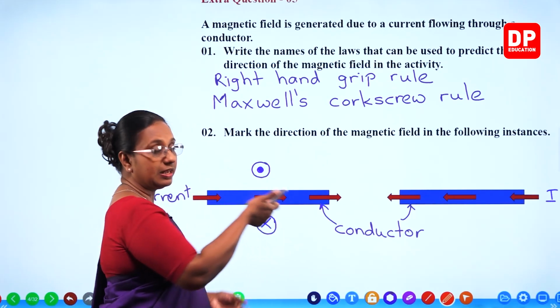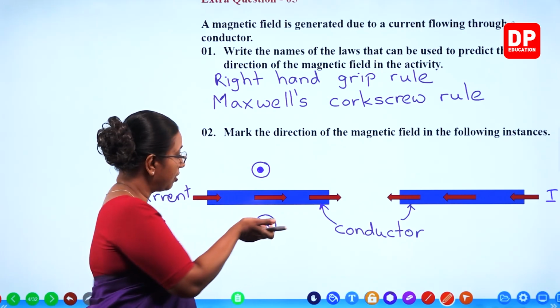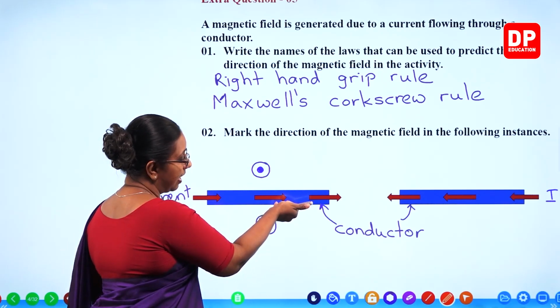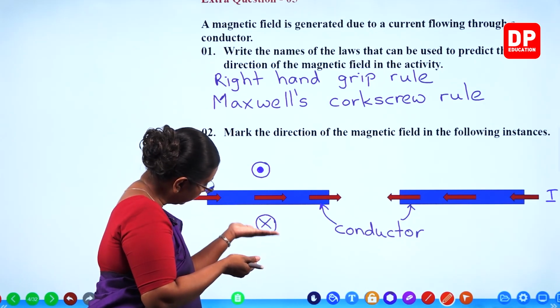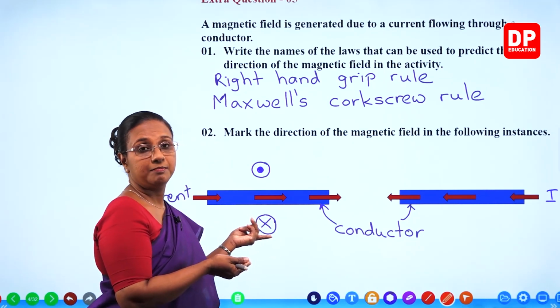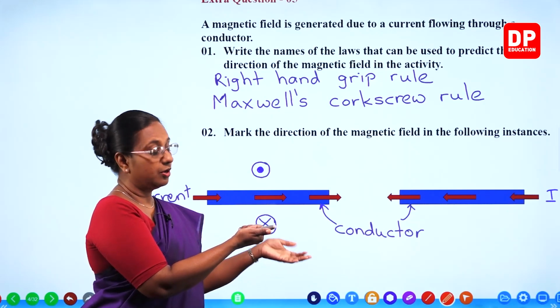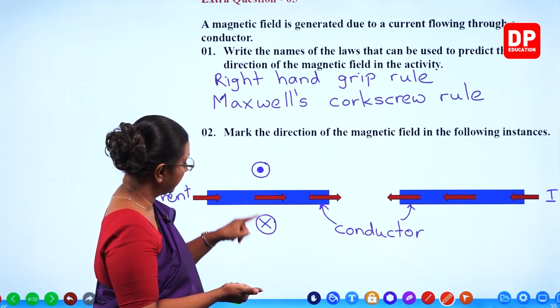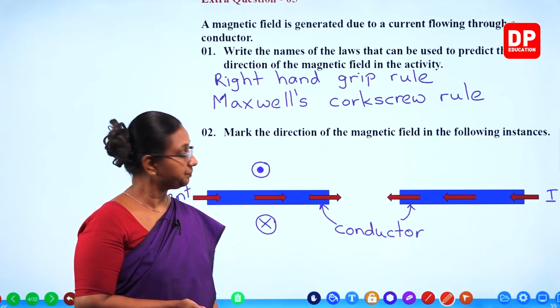So, the magnetic field, if we check it with the right hand grip rule also, you can see that way thumb and my fingers are going into the board below and coming out from above. So, this is coming out and going in.